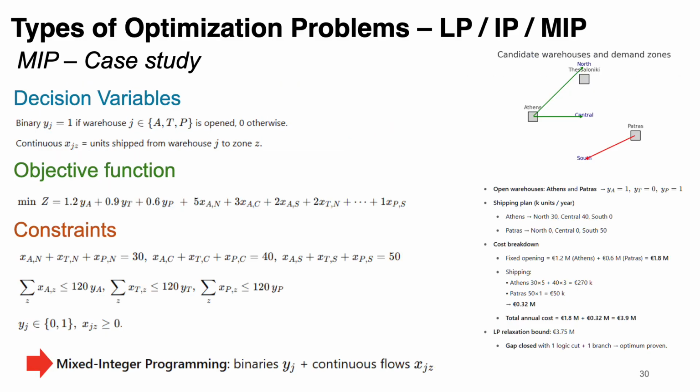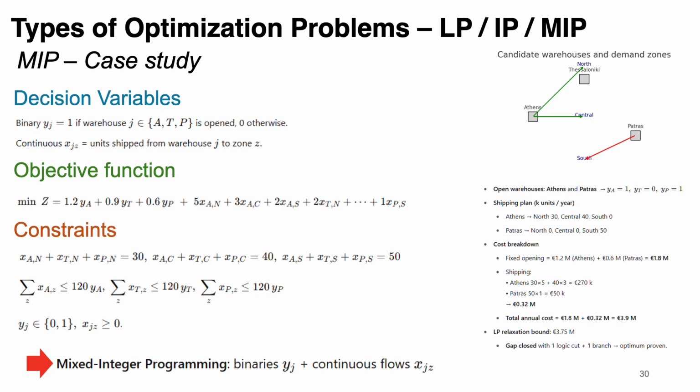Now, let's look at how we translate our logistics story into a mixed integer model. This is where we see the interplay between two different types of mathematical variables working in tandem to solve a real-world problem. First, we define our decision variables.